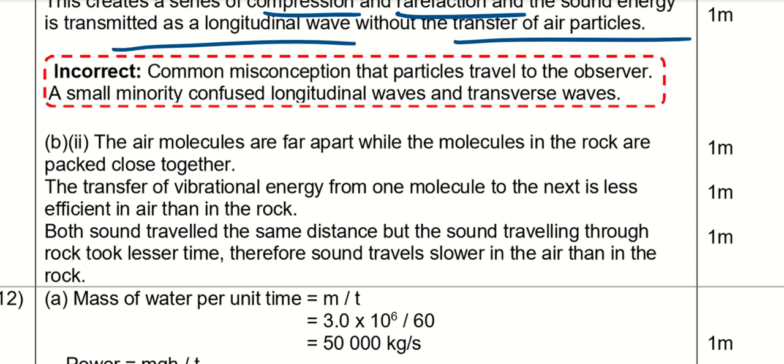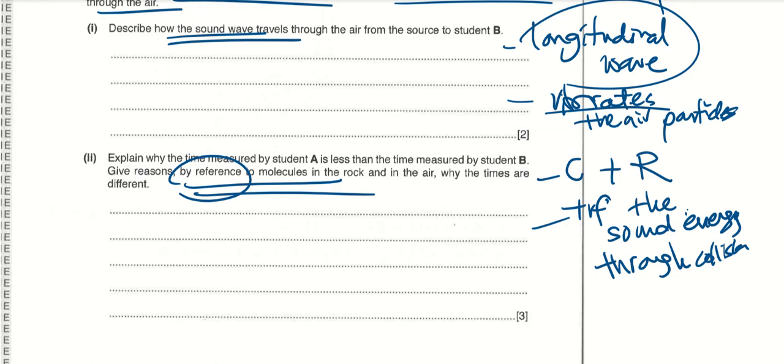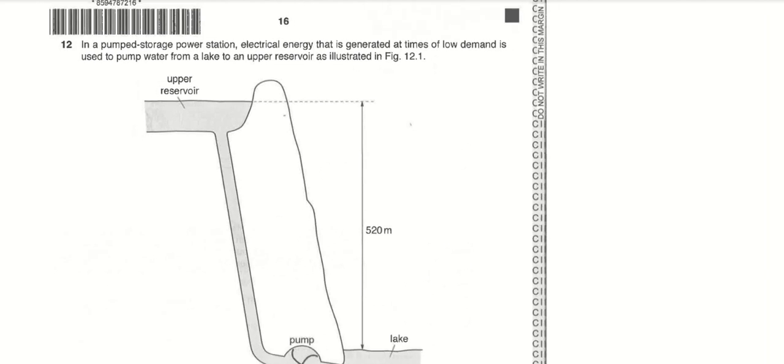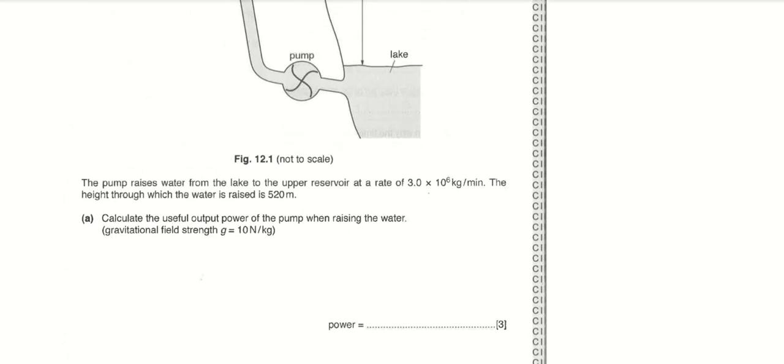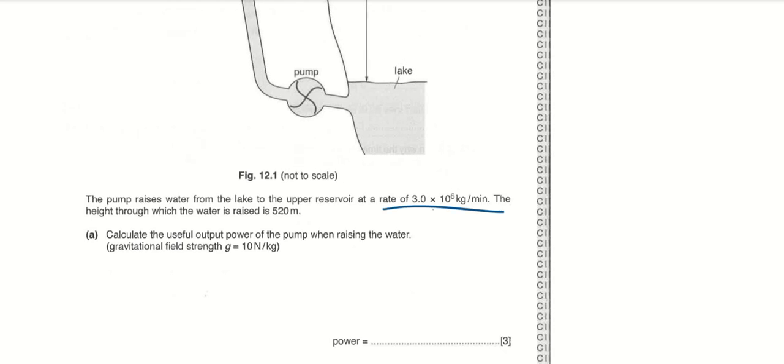Okay, then do we still have time for the last one? Quickly, okay. So when you look at this kind of question, what does it look like? Energy, GPE, transfer, right? So we have pump, we have lake, we have height. So the first thing you need to underline is height. The pump raises water from the lake to the upper reservoir at a rate of 3 times 10 to the power 6 kg per minute.